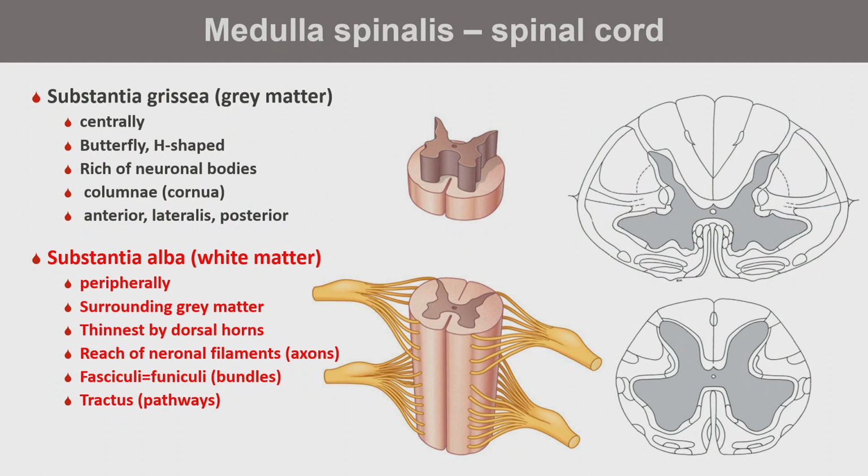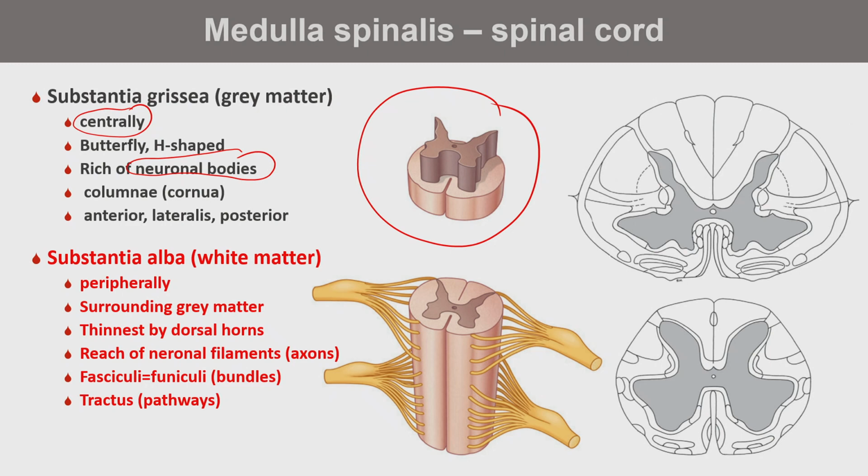Inner structures. The CNS has 2 different substances or matters, gray and white. Gray matter is in the spinal cord, localized centrally. It has a butterfly or H-shaped shape and contains mainly neuronal bodies, so somata of neurons, but it also contains processes, glia, etc.